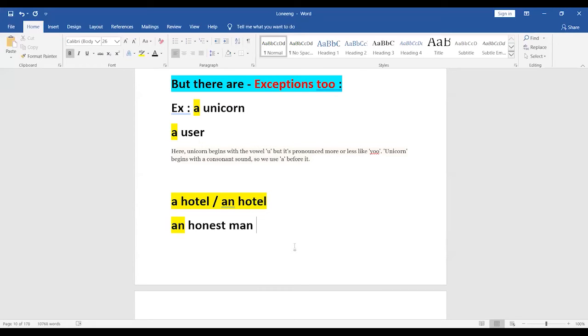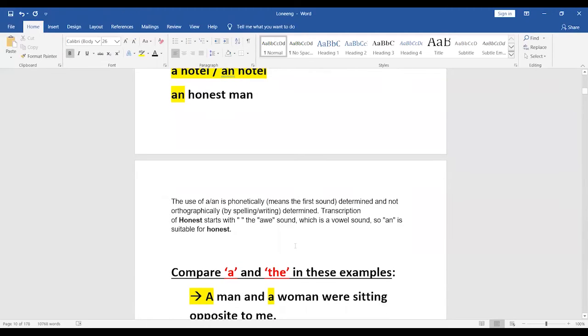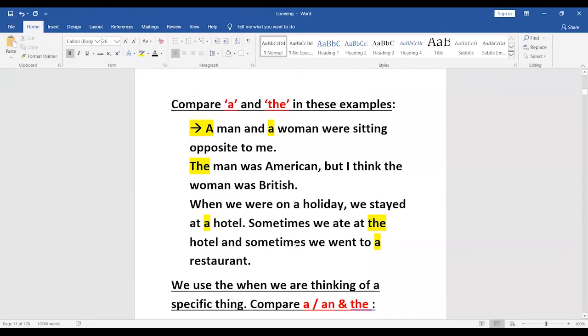Okay, so let's move on, and now you know what is a, what is an, why there are exceptions, and how you can identify a few. Now, let's compare a, the, okay, in these examples. A man and a woman were sitting opposite to me. So someone is just randomly talking about some person, and because they are a common man and a common woman, we're not giving any specific names to them, and that is the reason why we're using a and an here.